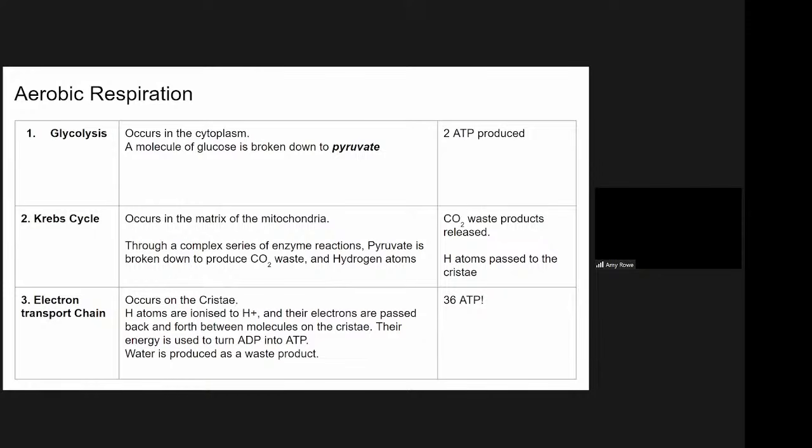So basically, we are refueling our ADP by using the energy from our electrons to add on an extra phosphate and turn it back into ATP. And they're able to do this very, very efficiently, producing about 36 ATP from one glucose molecule. And as a result, water is produced as a waste product.